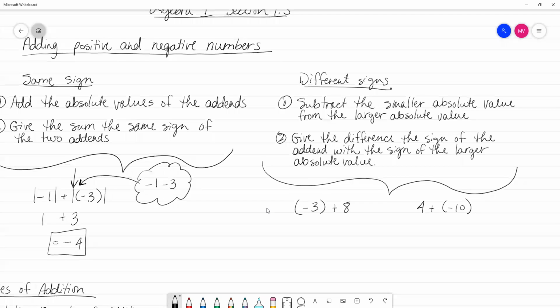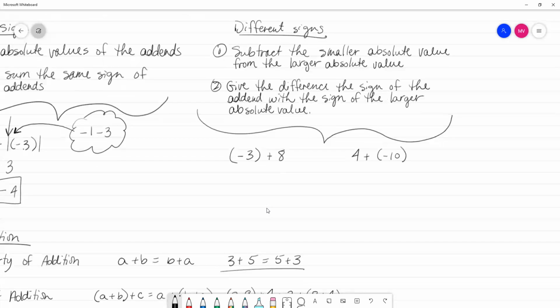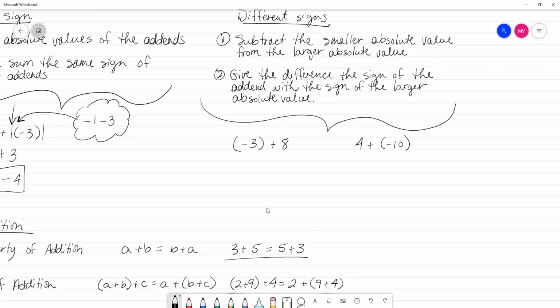Okay, all right, so let's look at if we have different signs. So if you have different signs, then you subtract the smaller absolute value from the larger absolute value and then give the difference or the solution the sign of the add-in with the sign of the larger absolute value. I know that's a lot of words that immediately made your eyes cross. All right, so let's just go ahead and look at this. Okay, so first off, we are changing our addition problem into a subtraction problem. So let's look at absolute value here. We have the absolute value of -3, which is 3, and we have the absolute value of 8, which is just 8.